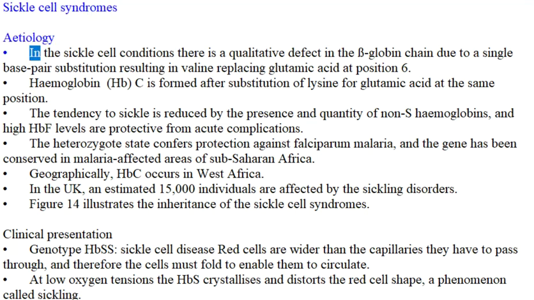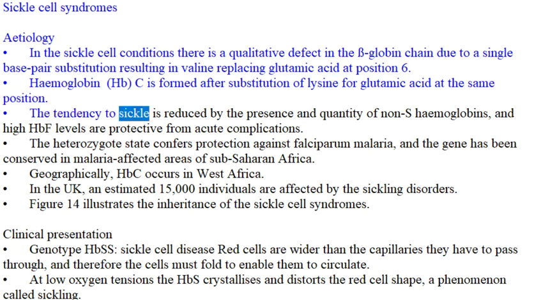Etiology. In the sickle cell conditions, there is a qualitative defect in the beta globin chain due to a single base pair substitution resulting in valine replacing glutamic acid at position 6. Hemoglobin C, HbC, is formed after substitution of lysine for glutamic acid at the same position.